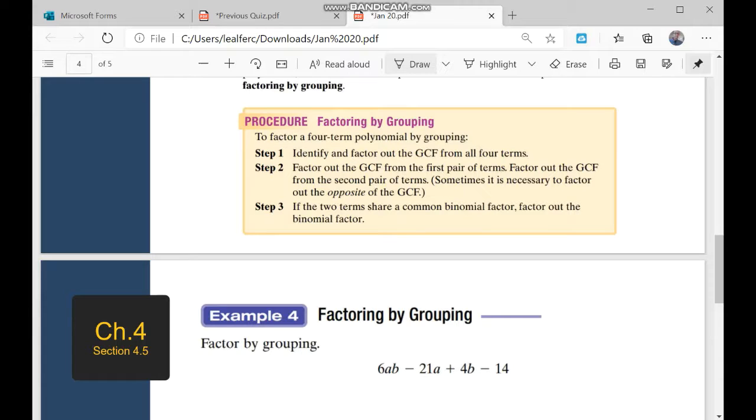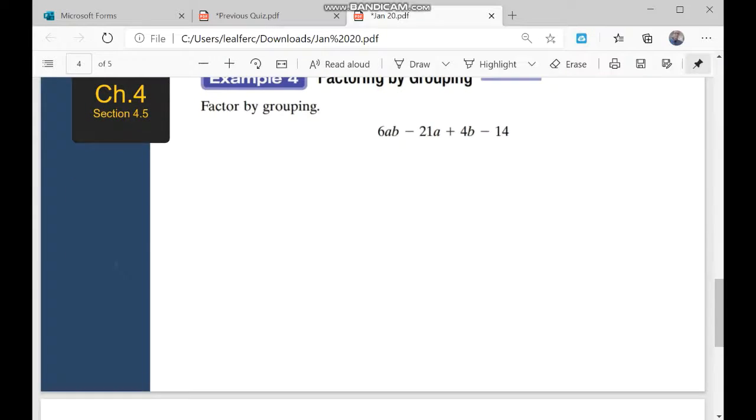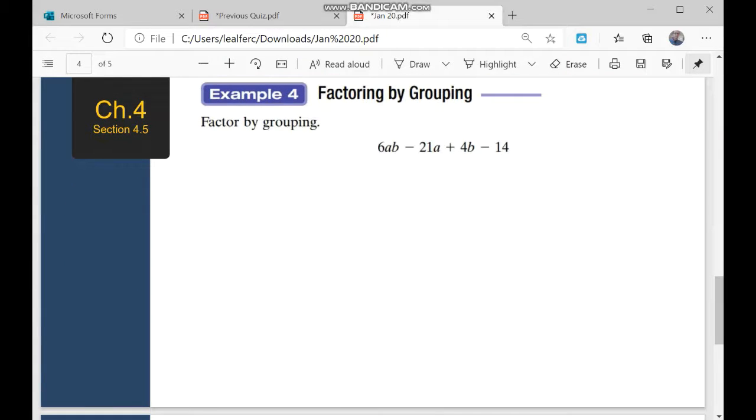binomial. Okay, I know if I just read this and I don't know before, I don't understand what this factoring by grouping is, I would never understand just by reading. We need to apply it on an example, right? Let's do it right now and apply it on this polynomial here.